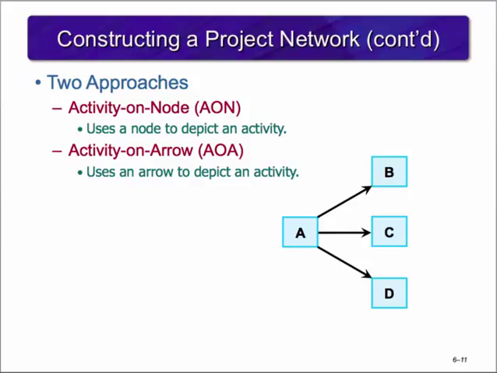There are two approaches used to develop a project network: activity on node and activity on arrow. An activity on node uses a node to depict an activity, while an activity on arrow uses an arrow to depict an activity. In this image, a node is each activity box. Today, the activity on node method is the most frequently used in developing project networks. Therefore, we'll be limiting our discussion to activity on node methods.